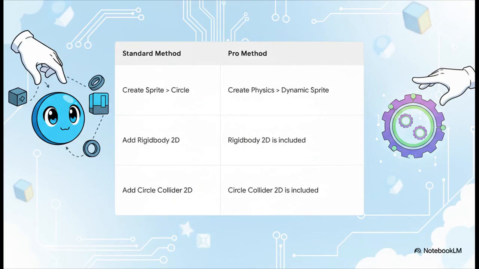Okay, you back? Awesome. So what did you do? I'm guessing a lot of you probably went into the hierarchy, right-clicked, and made a 2D sprite, maybe a circle, and that's a great way to do it. It's the standard method. You then have to add a Rigidbody 2D to make it obey physics and a Circle Collider 2D to give it a shape. Totally works. But let me show you a little pro tip, a faster way.